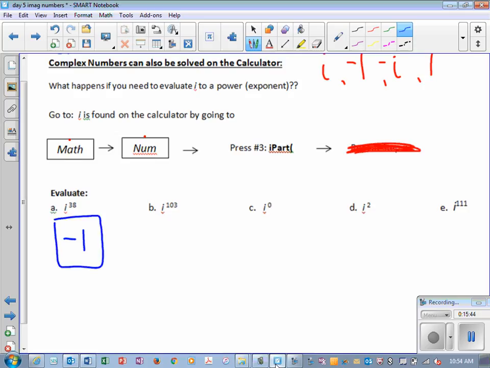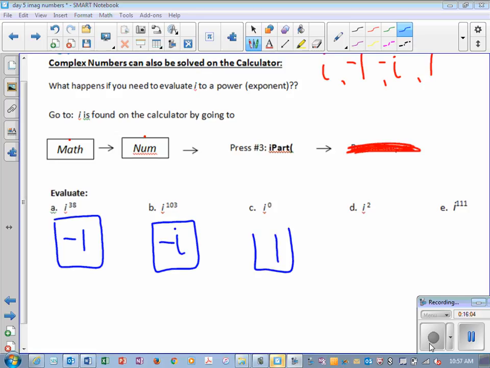You guys try the next ones, please, and then tell me what you get. Tell me, what is i to the 103rd power? -i. Is that right? -i? Okay. Cindy, what is C? 1. Timwin, what is D? -1. And you know what, guys? With this -1, circle it, put a star, something. i squared is -1. This is very important. You will see this again.